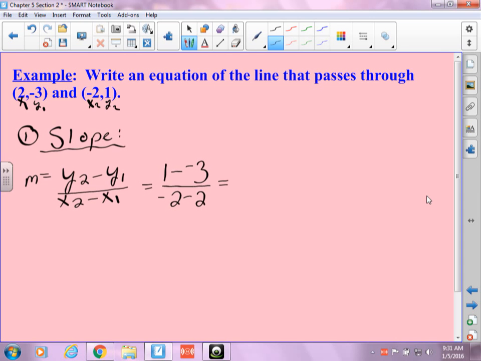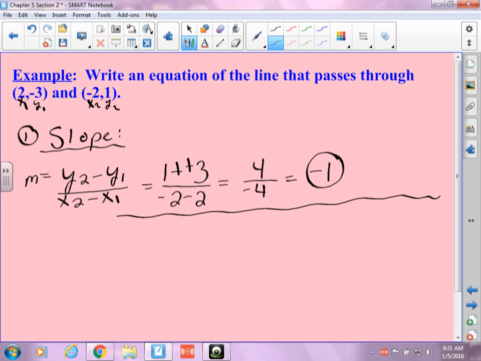Okay, what do I get for my numerator? 4. What do I get for my denominator? So reduce it, what do I get? Negative 1. That's my slope. So step 1 is done. We've done that before. So if you did an assignment and you understood it and we assessed it and you did well on this, you should be like, Mrs. Medvick, this is so easy. Great. That's awesome.